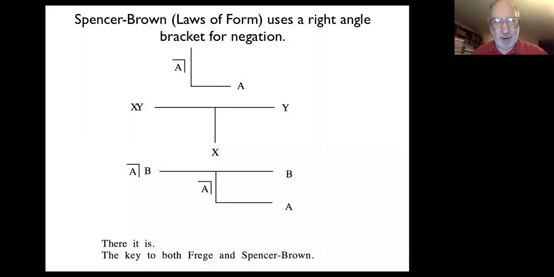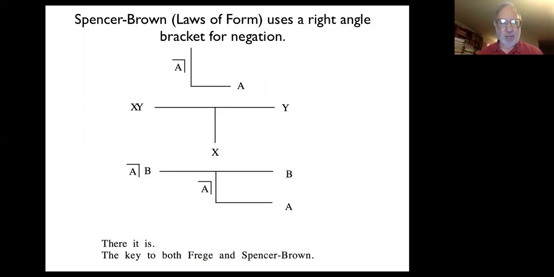In Spencer Brown, not is given by putting a 90 degree bracket around A. This time the 90 degree is the Spencer Brown mark over A. So you turn 90 degrees and put the Spencer Brown mark over A. You let X and Y bump into each other, and you just put them next to each other.